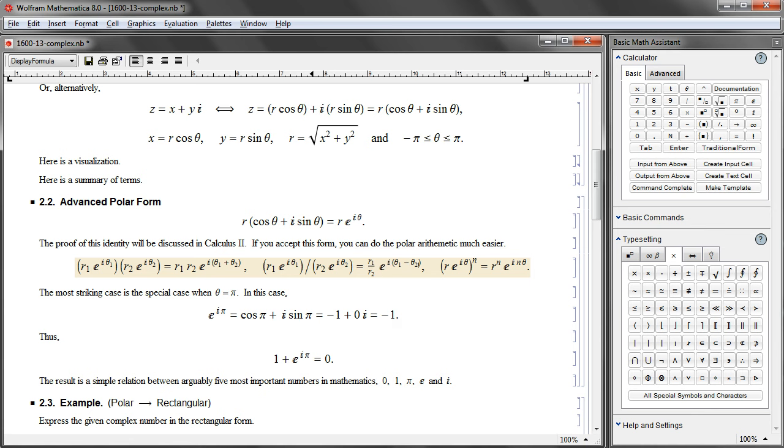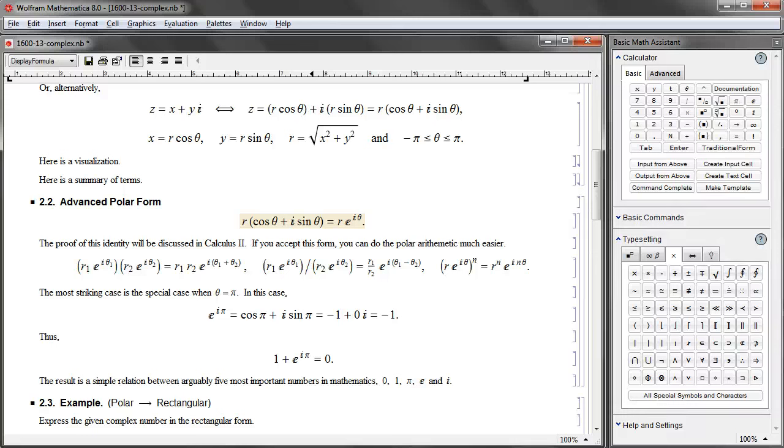If you repeat multiplication n times, we get that r times e to the I theta power, to the nth power, is r to the nth power times e to the I n theta. So all these can be derived very easily if we accept this advanced polar form. Proving this advanced polar form is a different issue. We're going to do that in Calc 2.